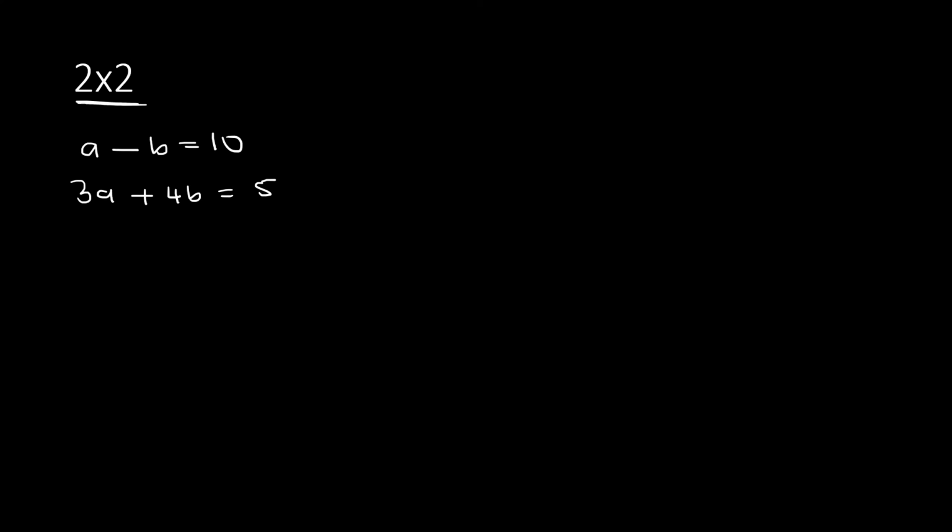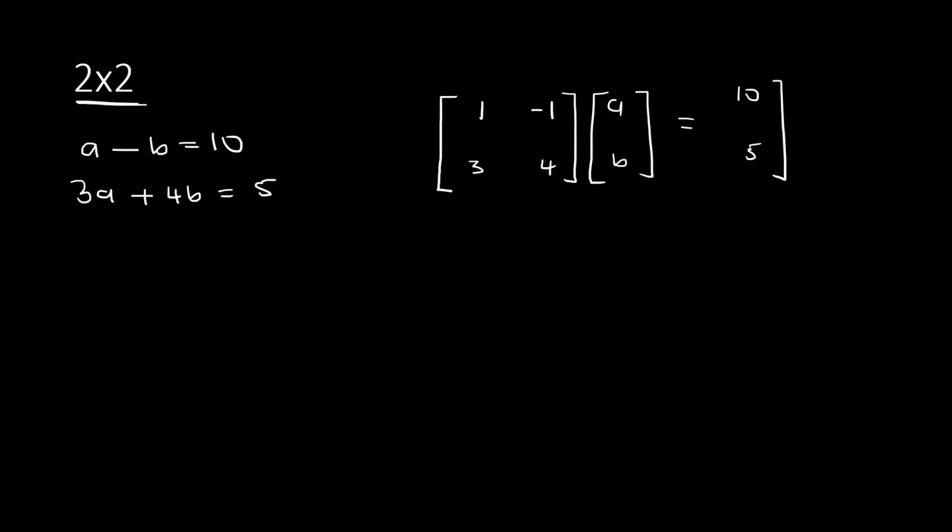Okay, so the first thing, remember, express this in a matrix form. So I have 1 and minus 1. Then I have 3 and 4. This is multiplying a and b. You can put it in brackets if you want, and your answers are 10 and 5. Then now the question: calculate a and b.